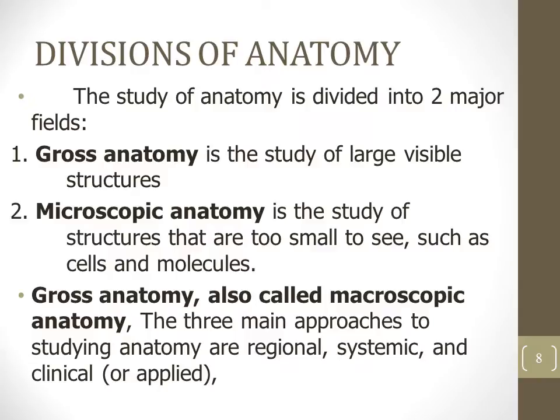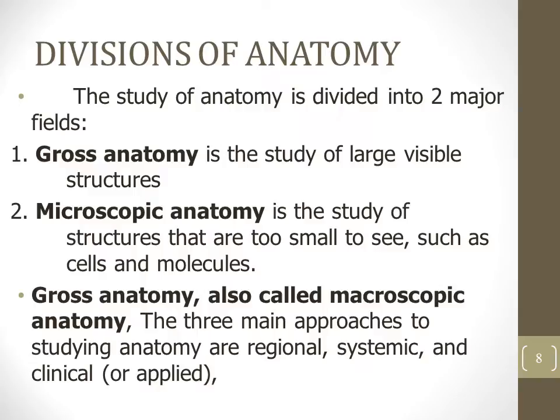That is why anatomy is divided into two major fields, which is gross anatomy or macroscopic anatomy. Also, we have microscopic anatomy. The first one, gross anatomy or macroscopic anatomy, is the study of large visible structures. Those are the structures that are very large and can be seen with our naked eyes. And this gross anatomy can be studied under three main approaches, which are regional anatomy, systemic anatomy, and clinical anatomy.